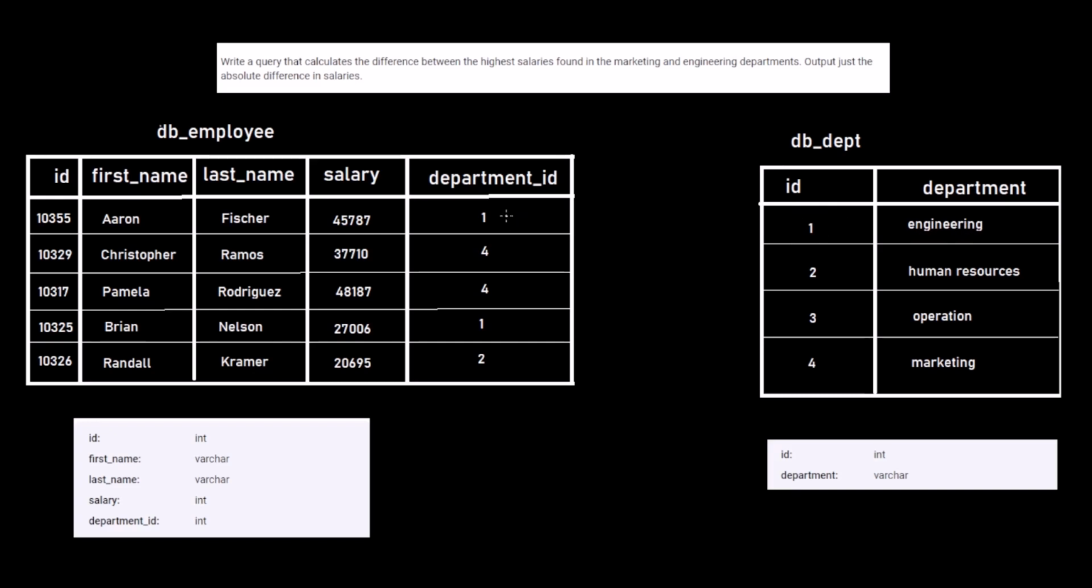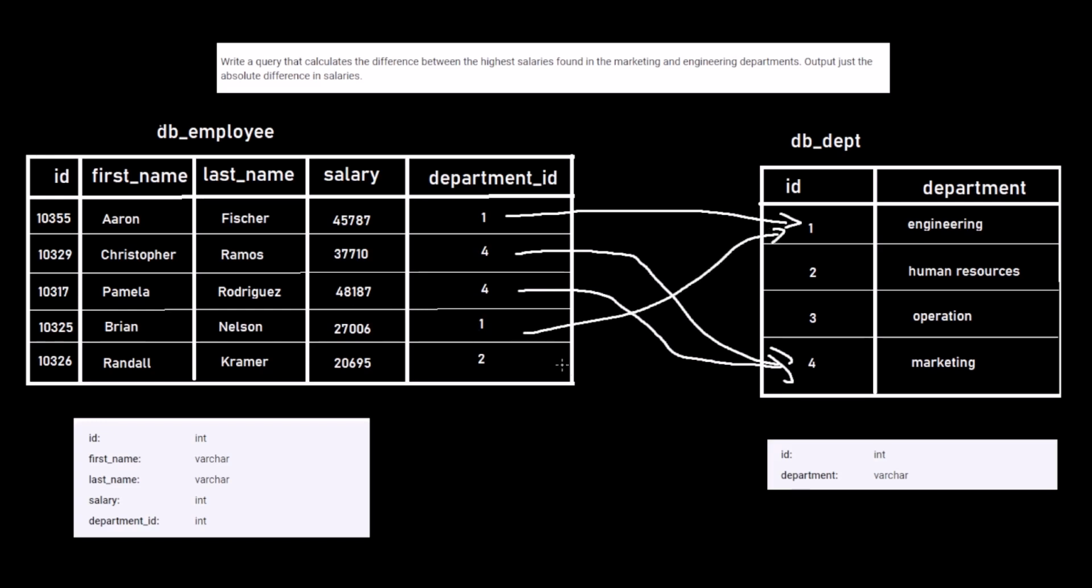So if we were to combine this table, right? Say, hey, department ID of 1 means engineering. We can figure out that Aaron Fisher is in engineering. Likewise, for Christopher Ramos, who has a department ID of 4, hey, let's check the department table. What does 4 mean? 4 refers to marketing. So Christopher Ramos must be in marketing. Pamela Rodriguez also must be in marketing because she has a department ID of 4. Brian Nelson will be in engineering, and Randall Kramer will be in human resources.